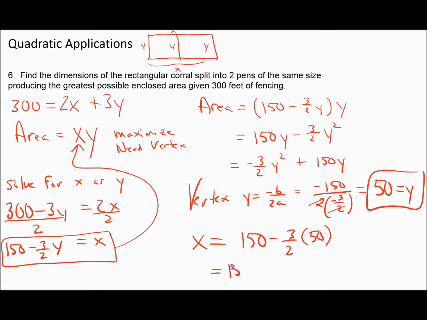Okay, so I have 150 minus 75, right? This 2 goes into this 50, 25 times 3 is 75. And we know 150 minus 75 is 75. That's my x value. So my dimensions are x is 75 and y is 50.